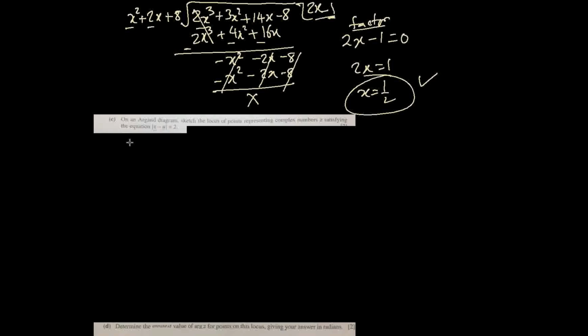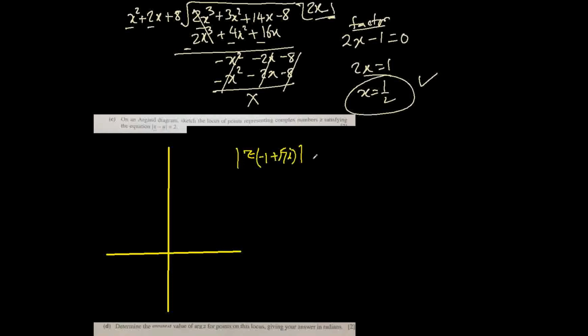Part C of the same question. On an Argand diagram, sketch the locus of a point representing the complex number z, where the modulus of z minus u equals 2. That's what we have to show. So let me try to draw it here. Okay. Now, my scale will not be that perfect, but let's try to be as good as possible. So, we need z minus u. u was minus 1 plus square root 7i.